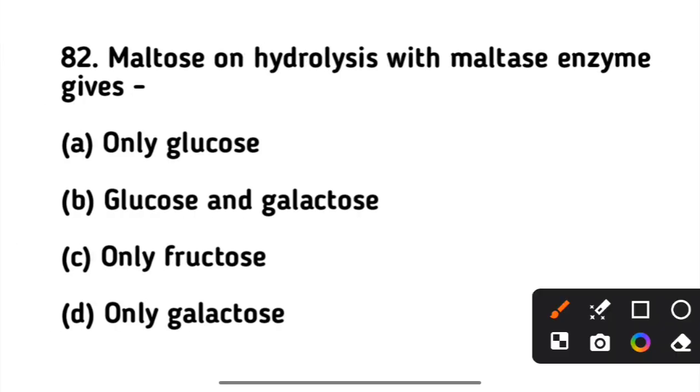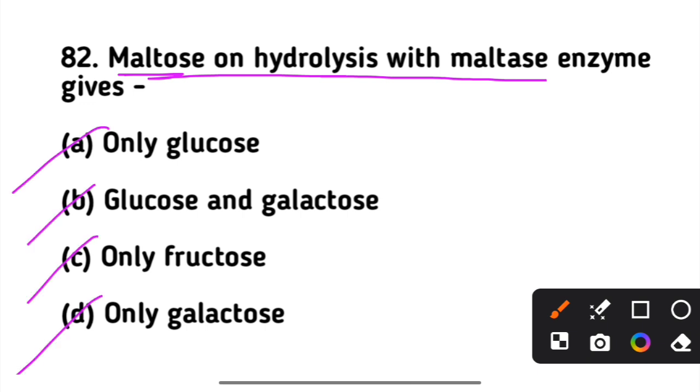Next, maltose on hydrolysis with maltase enzyme gives: only glucose, galactose, only fructose, only galactose. Option A is correct, only glucose. Maltose on hydrolysis with maltase enzyme gives only glucose.